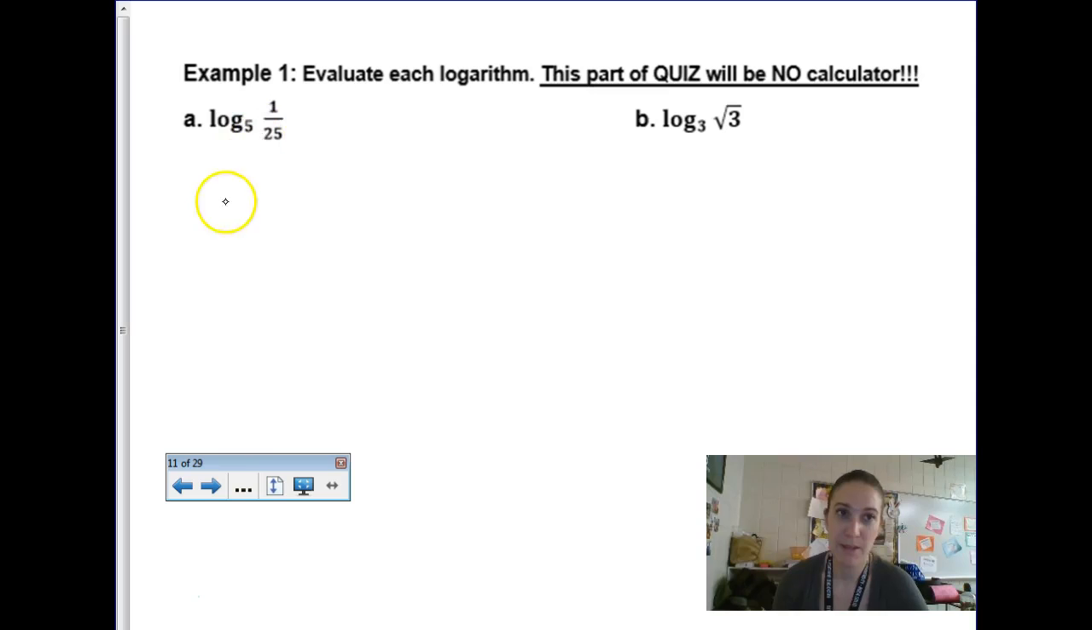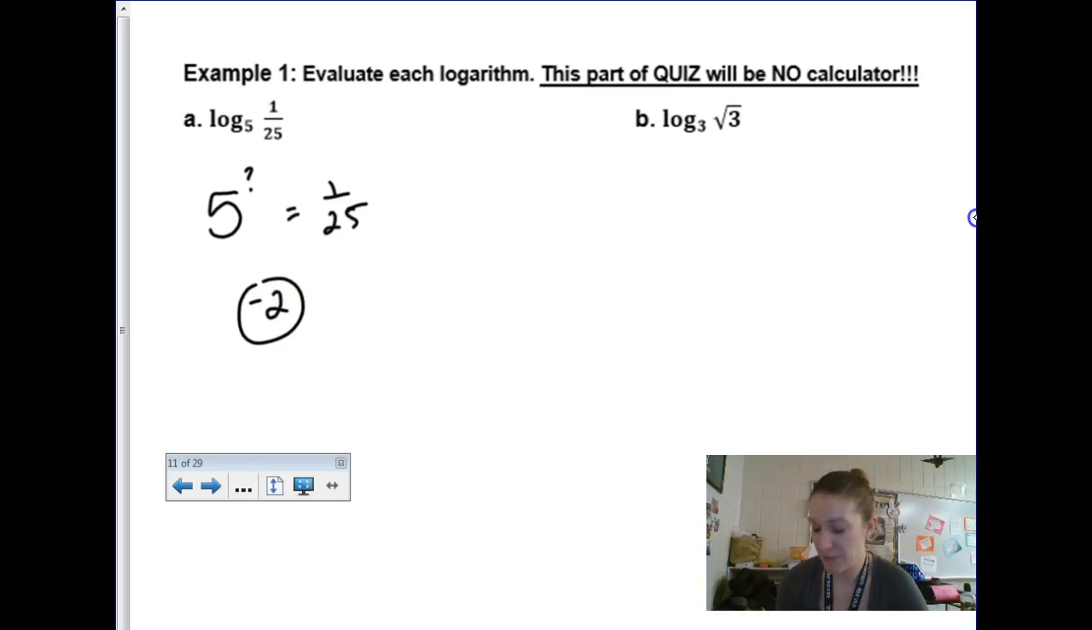So here, let's talk about this. The way I think about this question is I say, 5 raised to what power is going to give me this answer of 1 over 25? Well, I need it to be negative because I need it to flip the fraction, and I need to change a 5 to a 25. So what if we tried negative 2? 5 to the negative 2 is 1 over 25. These are difficult at first without a calculator, I know.